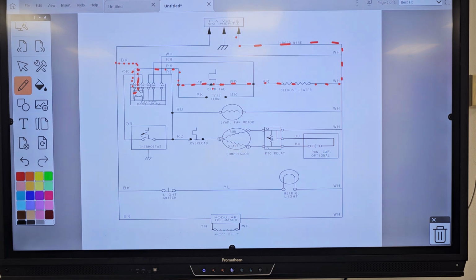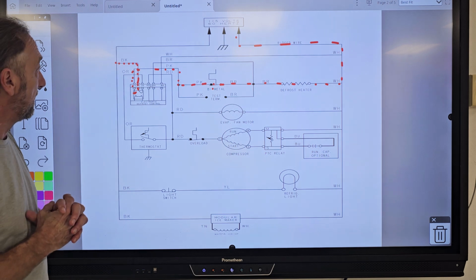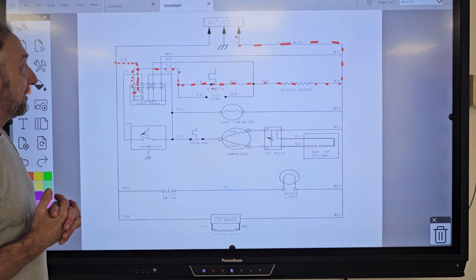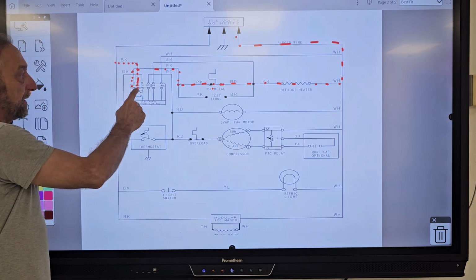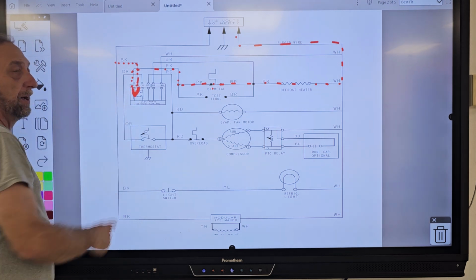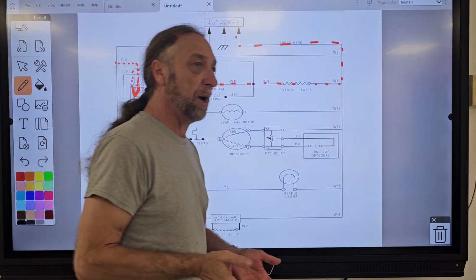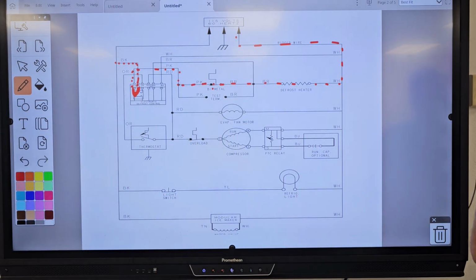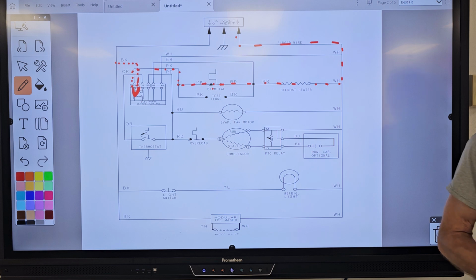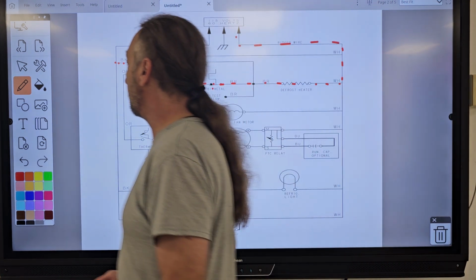Anybody else? Black on the relay. Black on what? And pink on the relay. Black or pink on the relay? No. Remember, black and pink is a switch. Now, we're doing voltage testing. Why would I voltage test that switch? Where do we say we voltage test? Across what? The load, right?